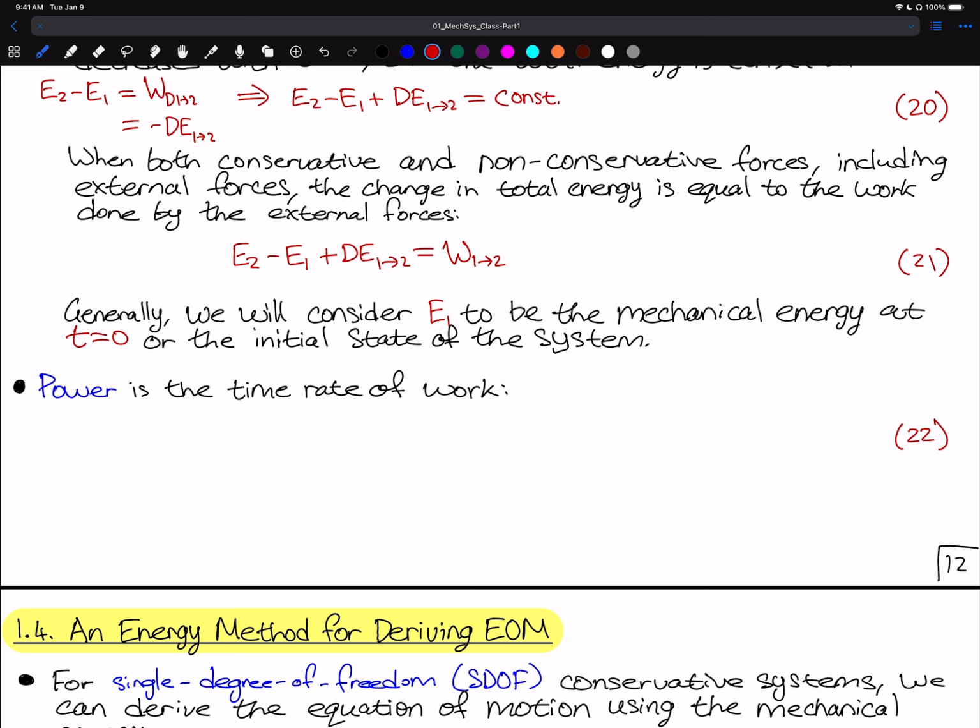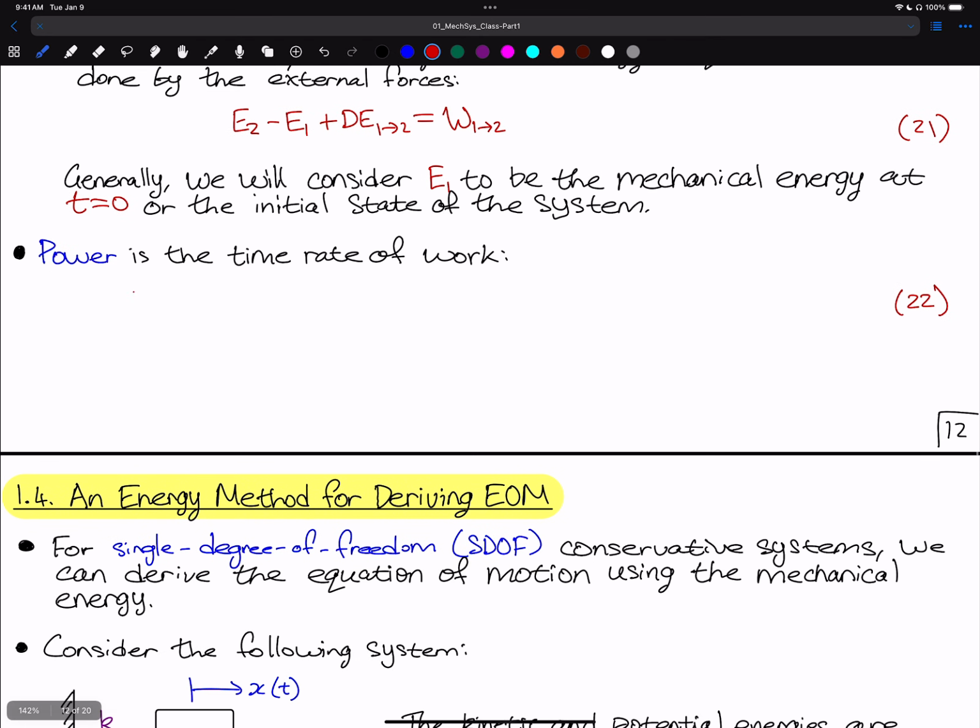So something we'll talk about now is power, and power is just the time rate of work. That means that power is the time derivative of the work done by a force, so P will equal dW over dt, or in other words, the power is equal to the force dotted with the velocity.